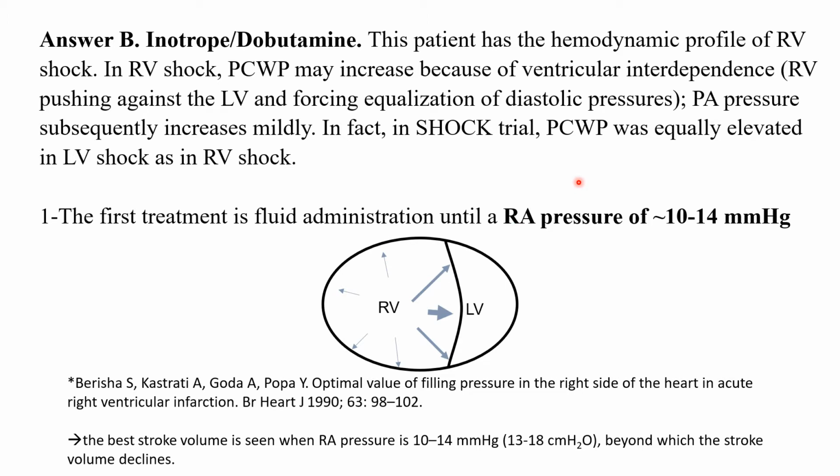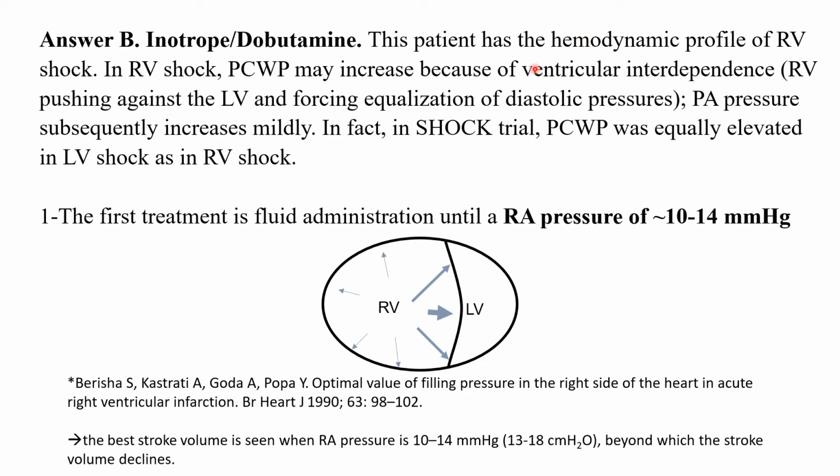The first treatment of RV shock is fluid administration up until RA pressure of 10 to 14 millimeter of mercury. Once the RV dilates, further fluid administration will worsen ventricular interdependence, further reduce LV output, and increase backward tricuspid regurgitation. Thus, 500 milliliter fluid boluses are provided while carefully assessing JVP and the hemodynamic response to each bolus. Boluses are stopped if JVP reaches around this number or if no improvement in systolic and pulse pressure is noted.